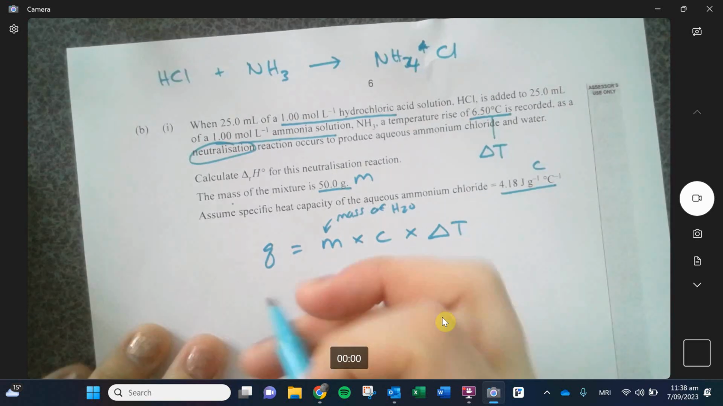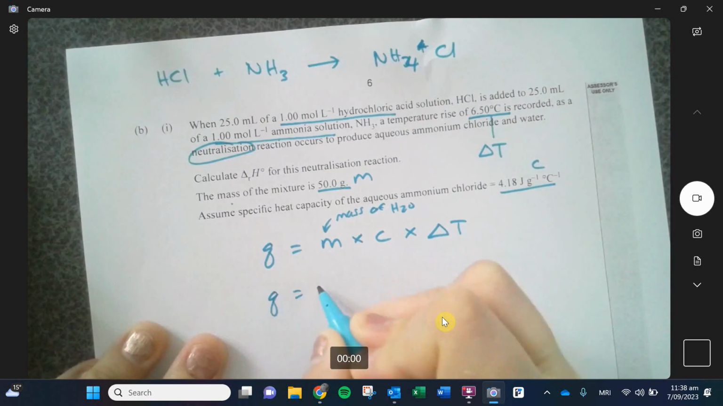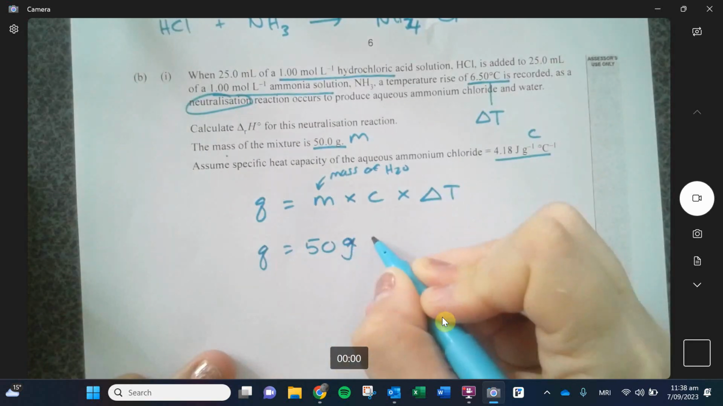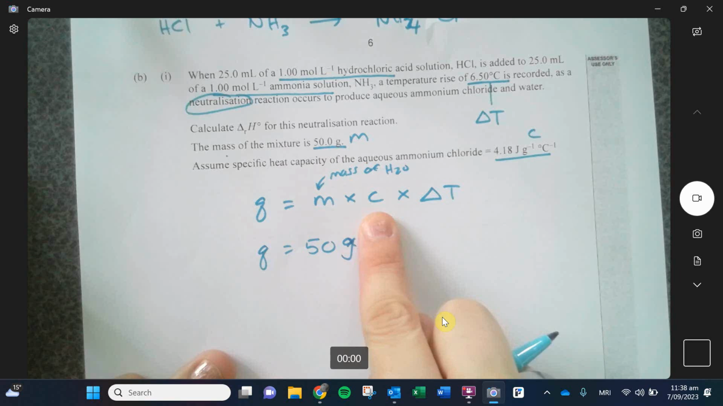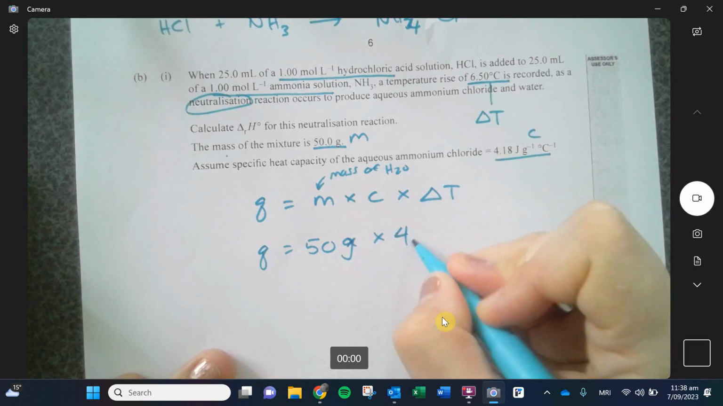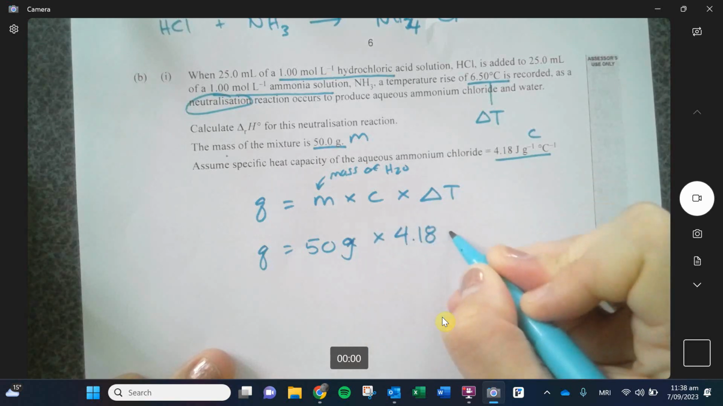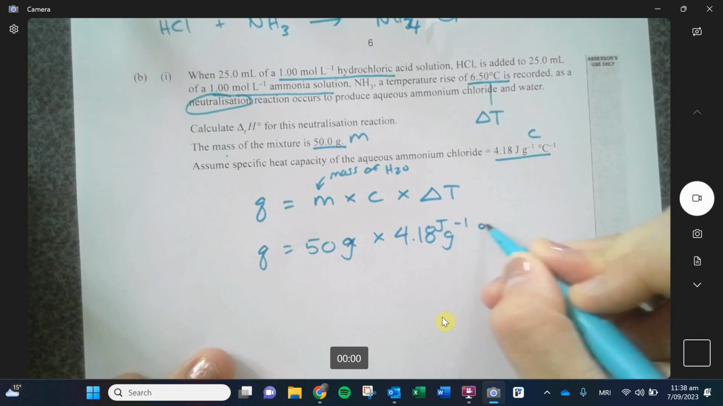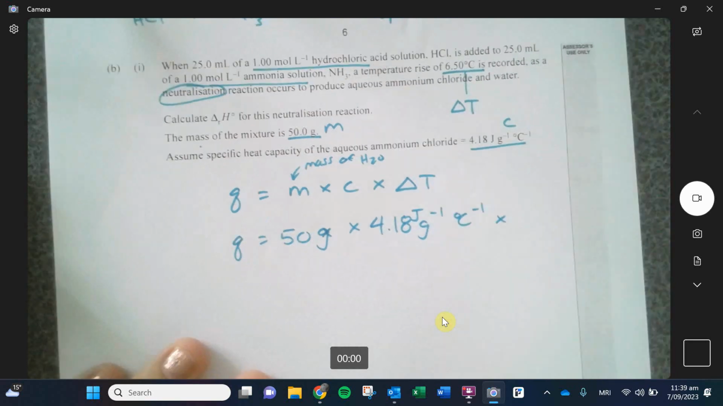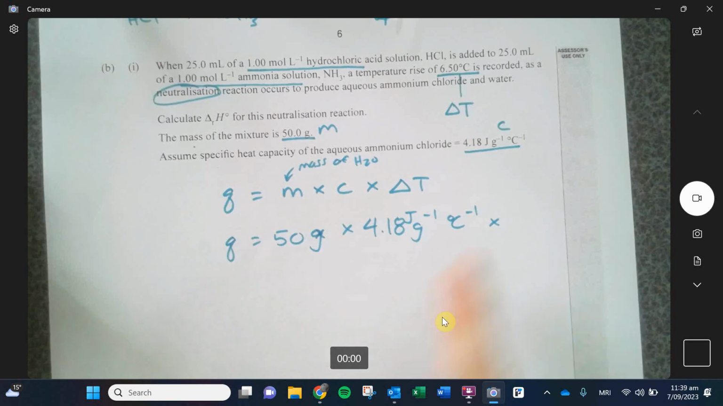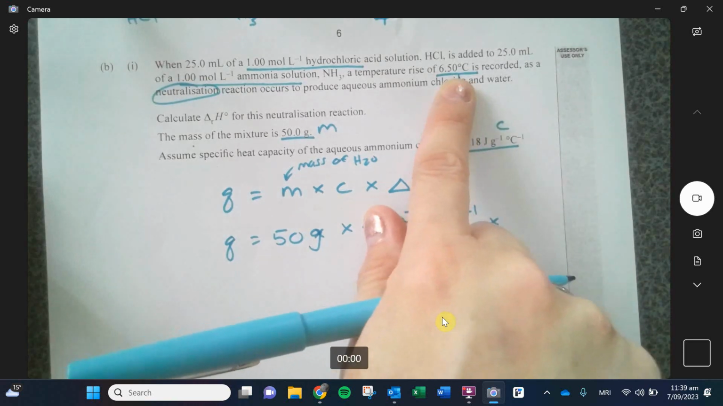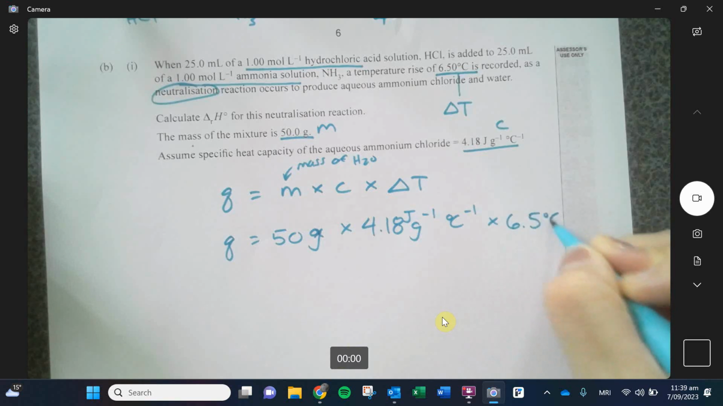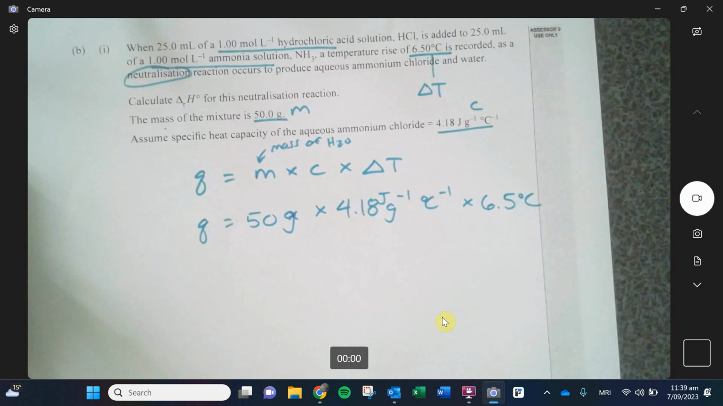Okay? So I would be doing Q equals 50 grams, times, actually let's put the units in there so we can see how everyone's going, times the heat capacity for water. So that's 4.18 joules per gram per degree Celsius. And then I multiply it by the change in temperature, which I've measured as a rise of 6.5 degrees Celsius. So that's what I'm doing there.